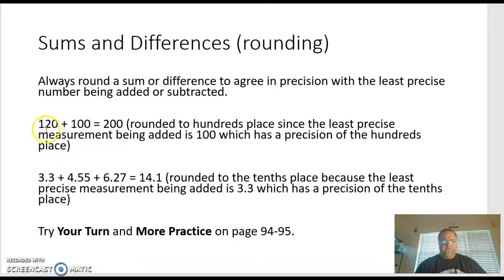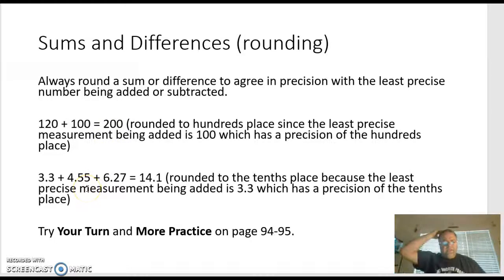So let's take a look here. If I have 120 plus 100, I have to look at the precision of these two numbers. Well, this one is precise up until the tens place, and this one is precise up until the hundreds place. So this one is the least precise number because it goes 3 out from left of the decimal, and this one only goes 2 left from the decimal. So remember, the farther left you go, the least precise it is. So we're going to round our final answer to the least precise original value, which is the hundreds place. So normally that would be 220, but we're rounding it to the hundreds place, so that would be 200.